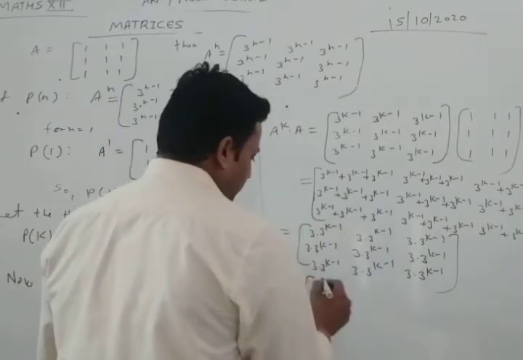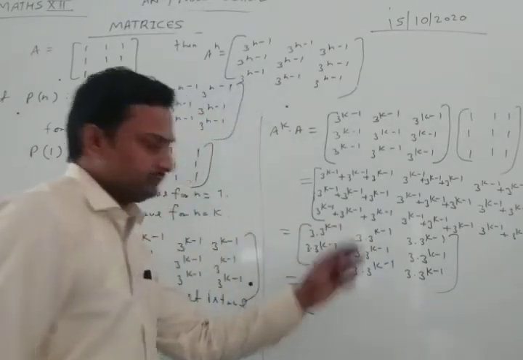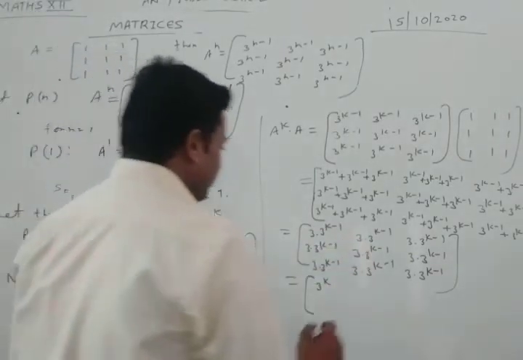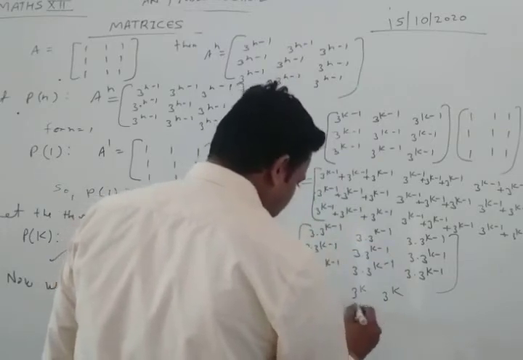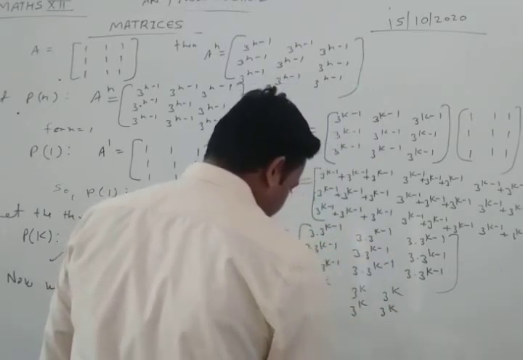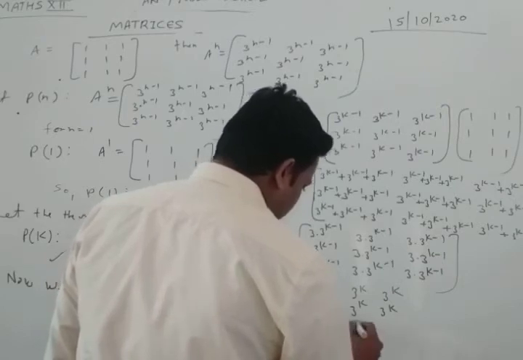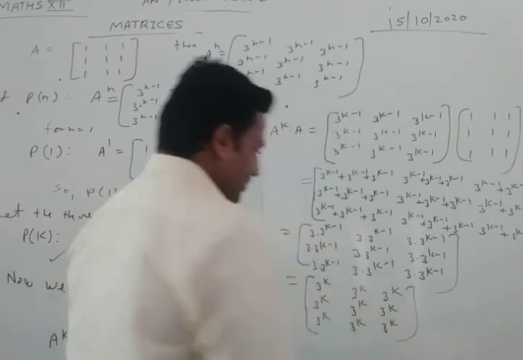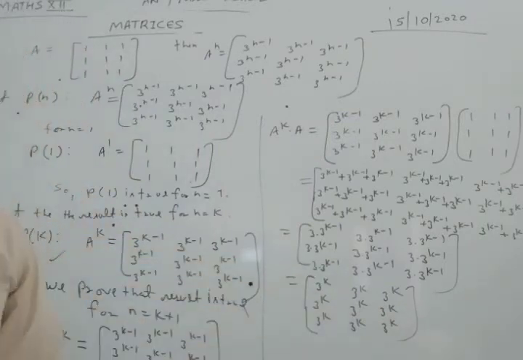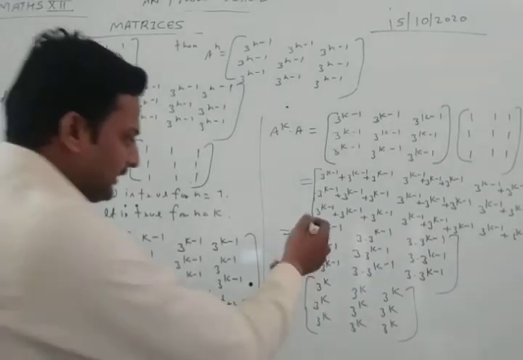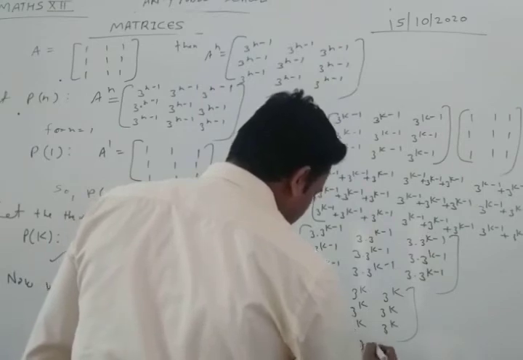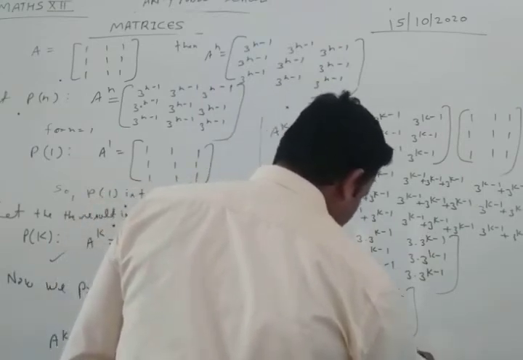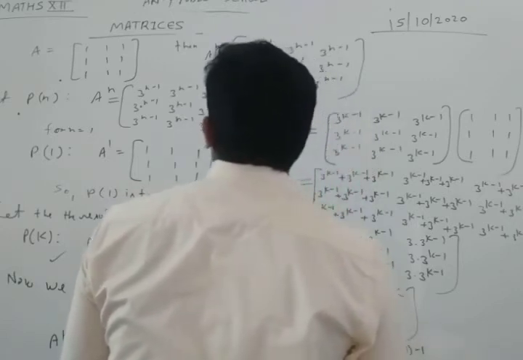What can be? So the base is same, so we can write 3 to the power k. Okay, so every entry becomes 3 to the power k. So this we can add in this way. Now we can change this. Either we can write this term like this: 3 to the power k plus 1 minus 1, 3 to the power k plus 1 minus 1.